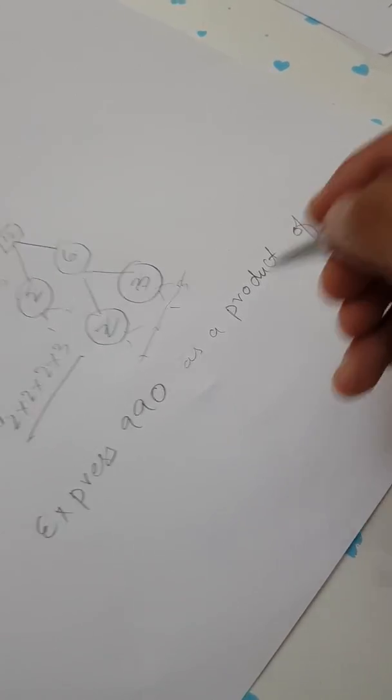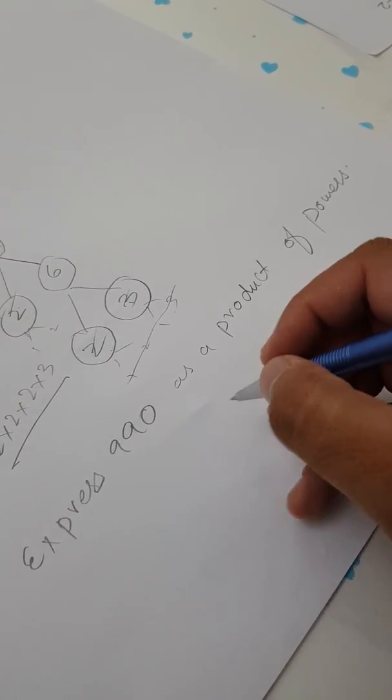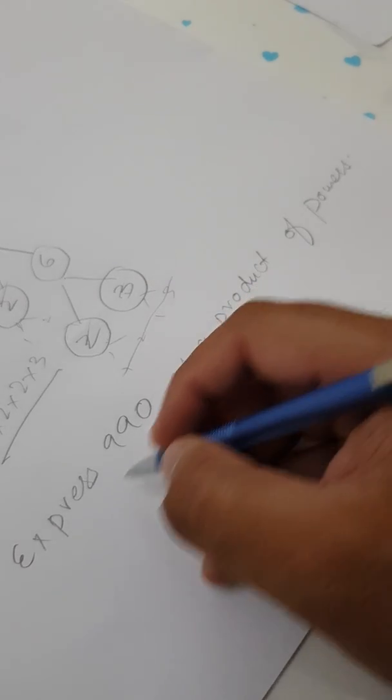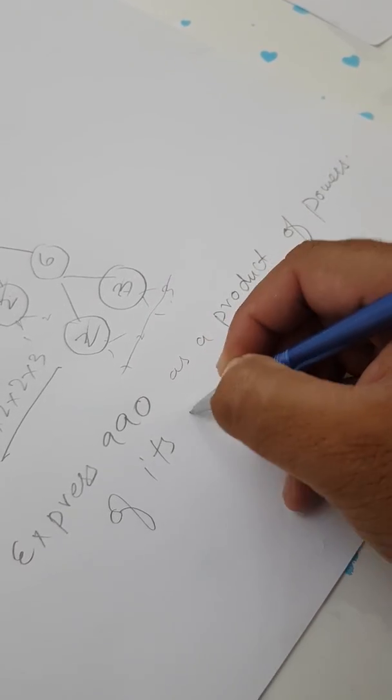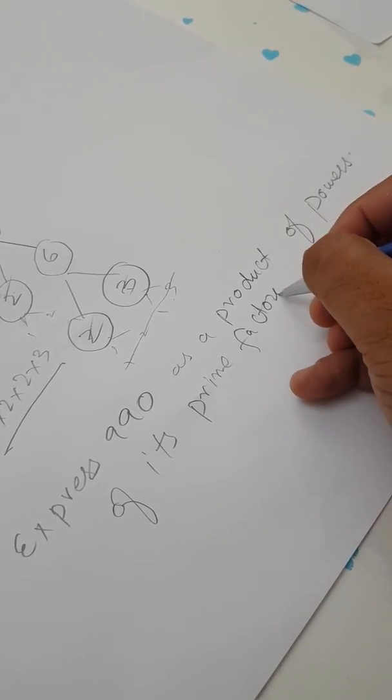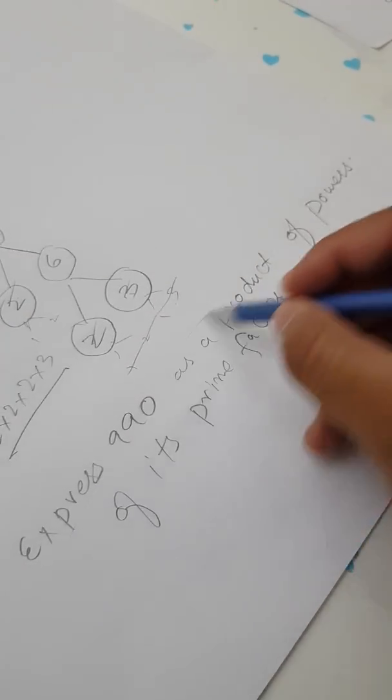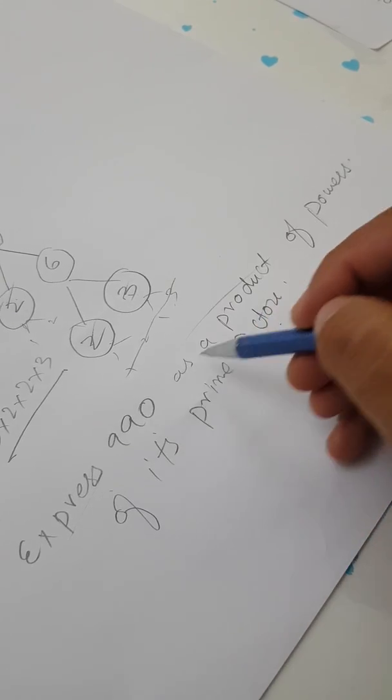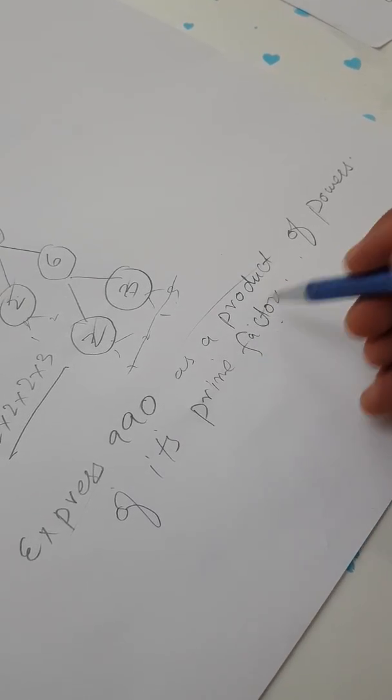Of powers of its prime factors. Don't get confused with this whole question. It says express 990 as a product of powers of its prime factors.